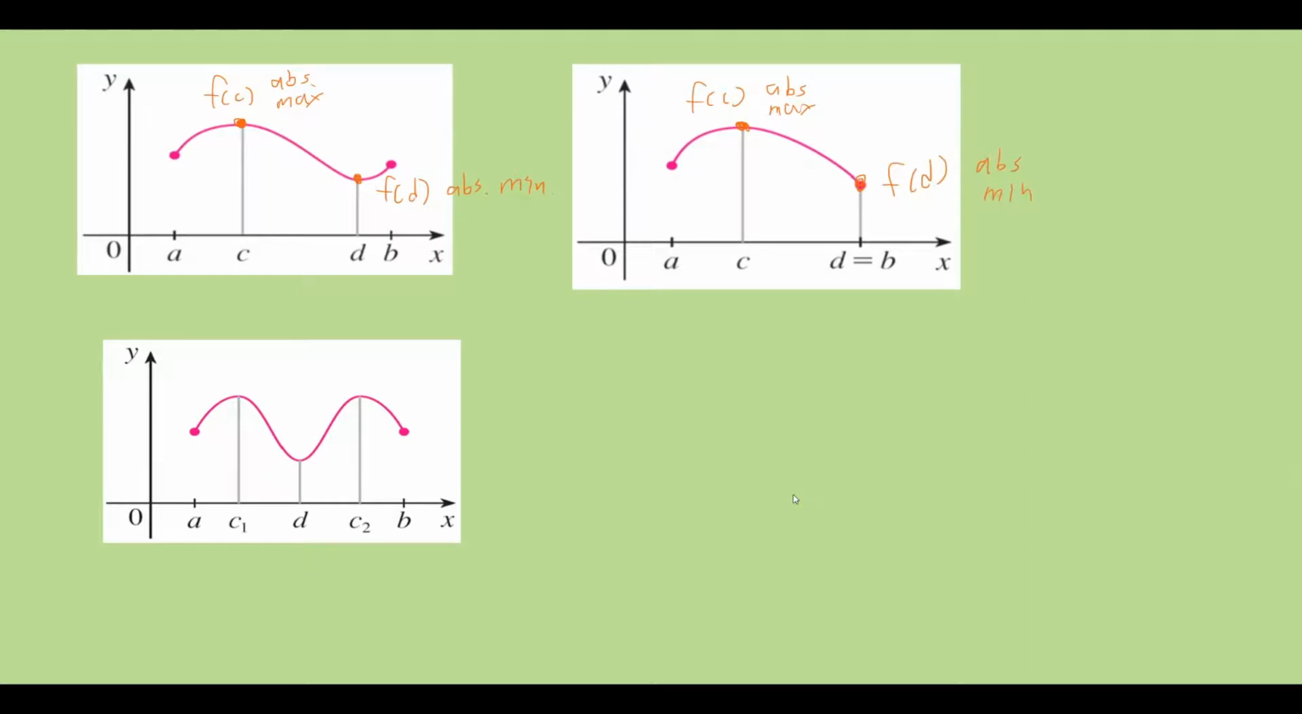As well, in the third graph, you will see that we actually have 2 points that share the highest value. In this case, we can say that f(c1) is equal to f(c2), which are both absolute max. If you have the same max value, then we can say that these 2 points share the absolute max. And then we also have the absolute min, which is right here, f(d).